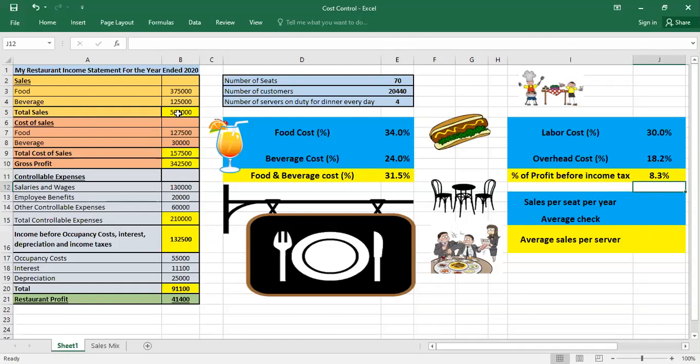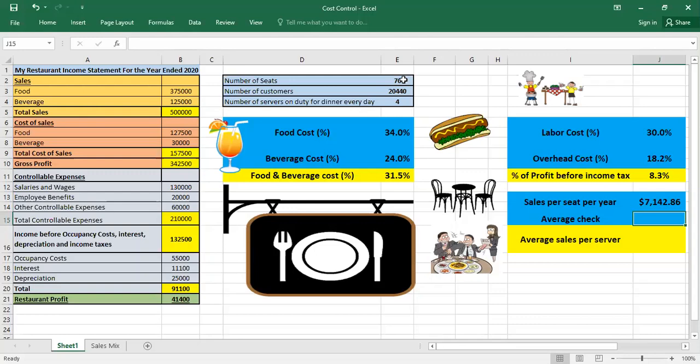Some other measures for productivity that any restaurant manager can use. The first one is sales per seat per year. So here the total sales that we're having is 500,000, and the number of seats for this restaurant is 70. It means every seat in this restaurant is earning $7,142 per year in revenue.